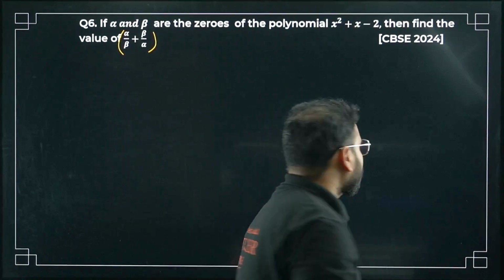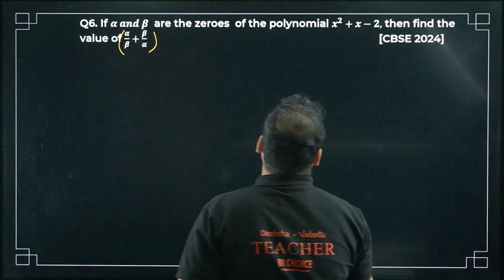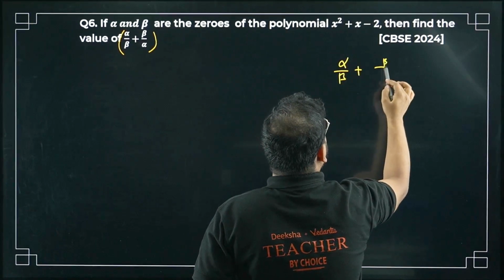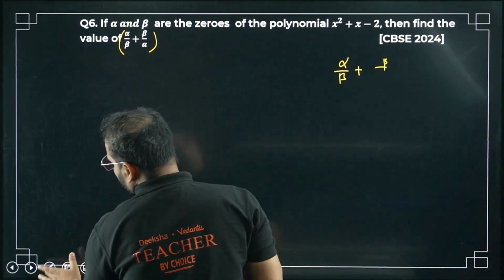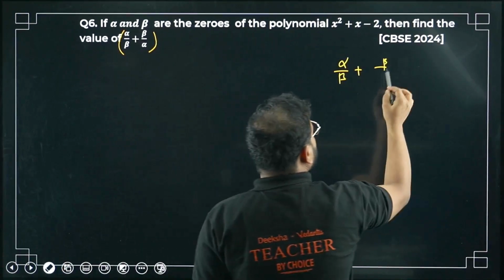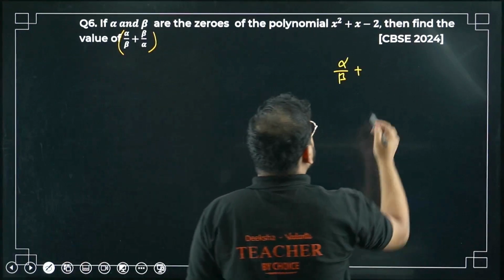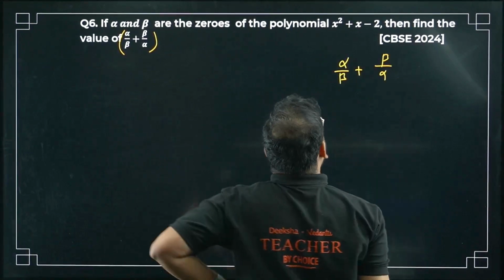Okay, so they're asking to find the value of alpha by beta plus beta by alpha. That question, MCQ number 1, was asked in 2023, right? This is asked in 2024. Please check. The questions are very, very relevant.